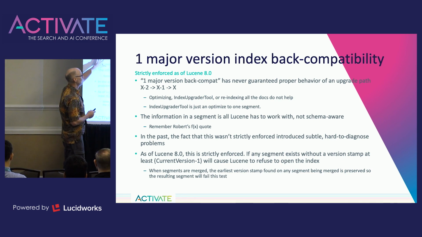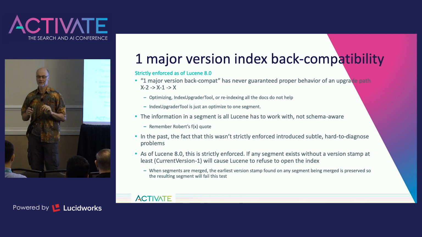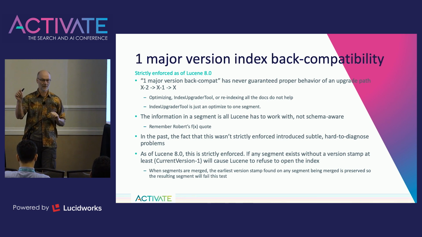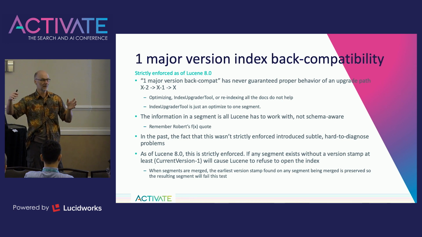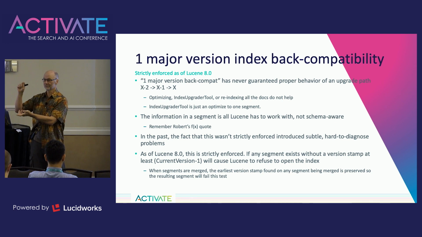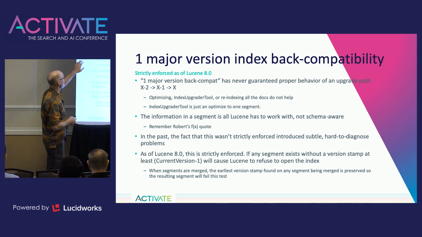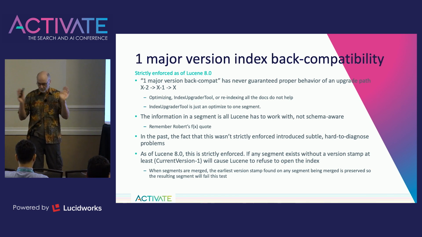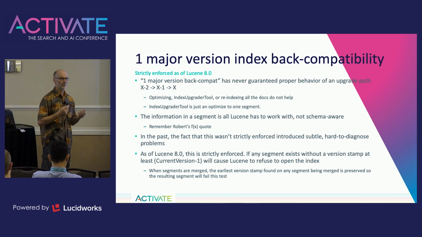In the past, this has looked like it succeeded, but back to Robert Muir's f of x quote, there's no guarantee that that index that's now been put through these multiple transformations actually has all the characteristics of a true Lucene 8 index. So as of Lucene 8.0, if you try and open that index, Lucene will refuse to start. Your searcher will refuse to open in Solr. You will not be able to function at all.